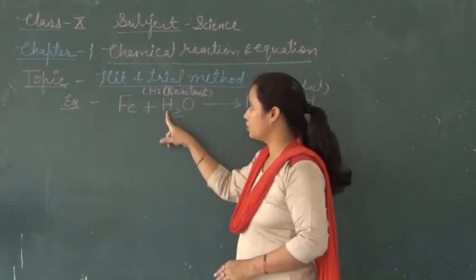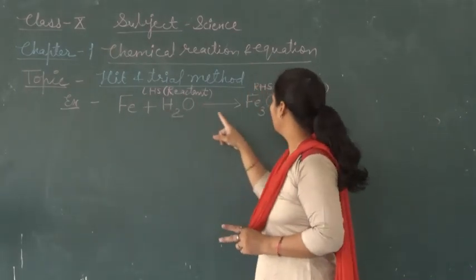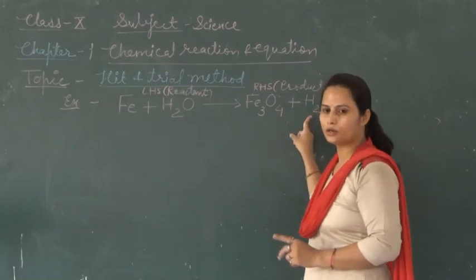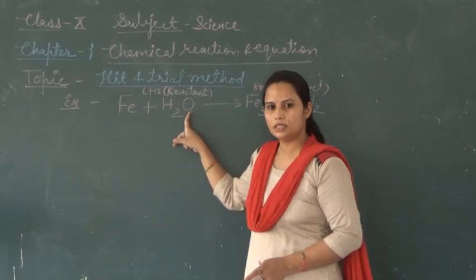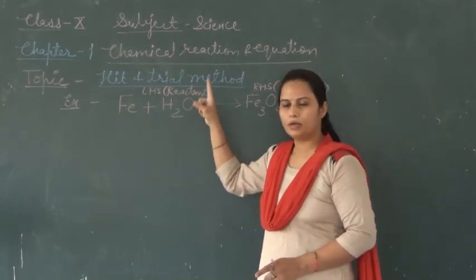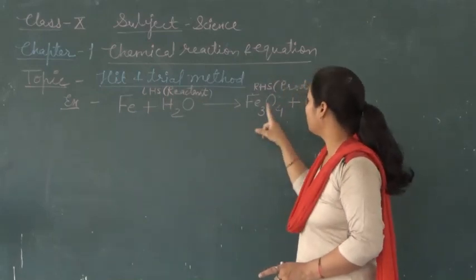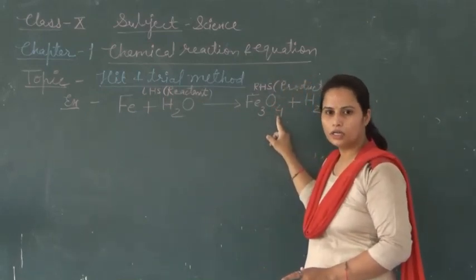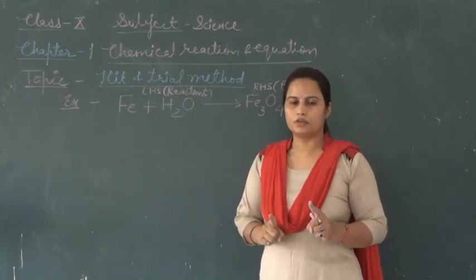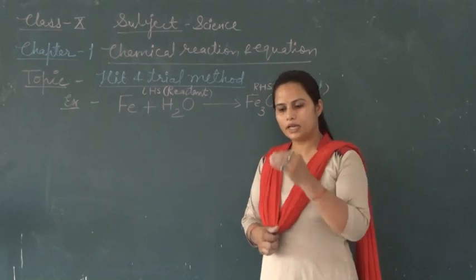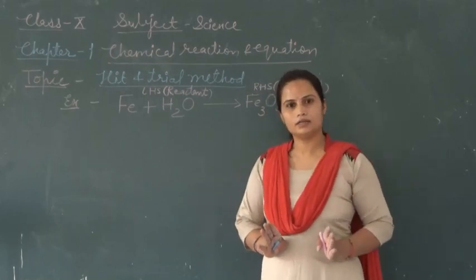Now hydrogen: at the left hand side the number of hydrogen atoms is 2, and at the right hand side the number of hydrogen atoms is also 2. Now let me check the oxygen. The number of oxygen atoms at the left hand side is only 1. At the right hand side the number of oxygen atoms is 4. It means it is called a skeletal equation, an unbalanced equation. Now step by step we start to balance both the left hand side and the right hand side.